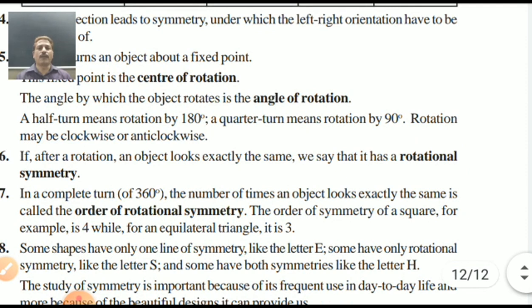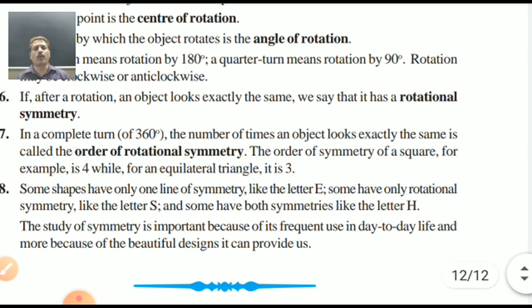Next topic, if after a rotation an object looks exactly the same, we say that it has rotational symmetry. In a complete turn, that means in 360 degrees, the number of times an object looks exactly the same is called the order of rotational symmetry. The order of symmetry of a square, for example, is 4, while for an equilateral triangle it is 3. 3 times it will get back the same figure in the same position.